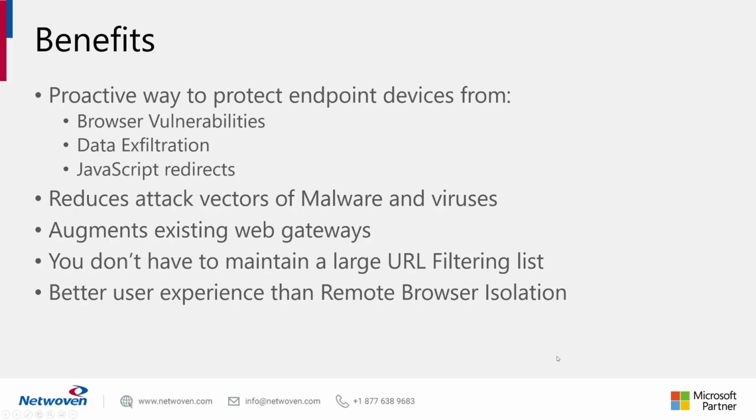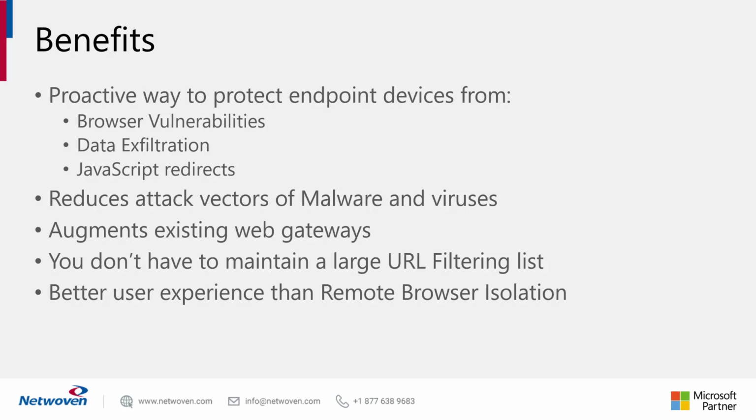So let's talk about the benefits of browser isolation. Browser isolation is a proactive way to protect against browser vulnerabilities, data exfiltration, JavaScript redirects. It also reduces the attack vectors of malware and other viruses by preventing downloads onto the endpoint. It also augments your existing web gateway infrastructure. So if you already are doing application gateways or reverse proxies as a way to reduce the malware in the company, then browser isolation will augment it. It'll build on top of it.